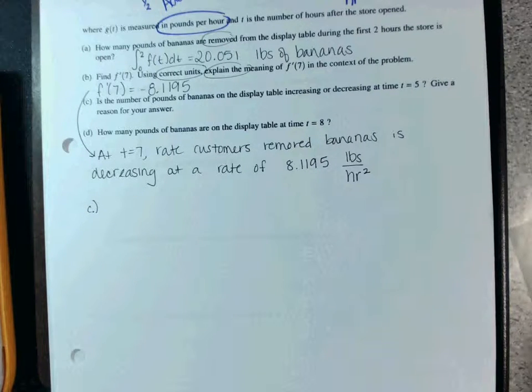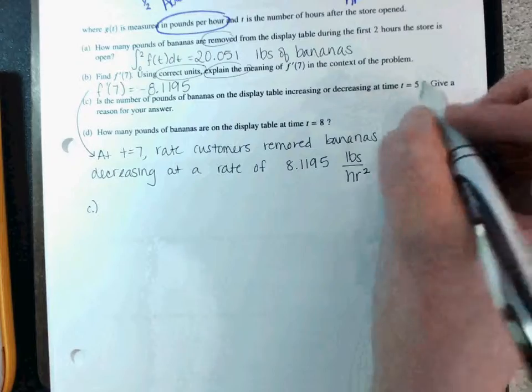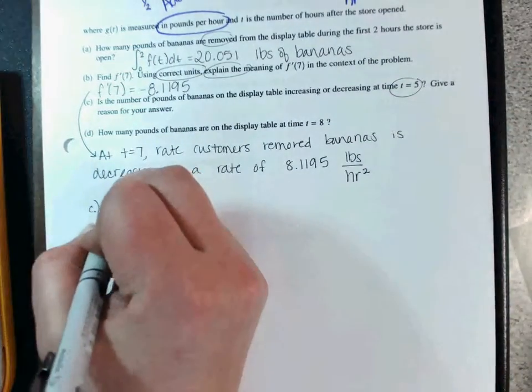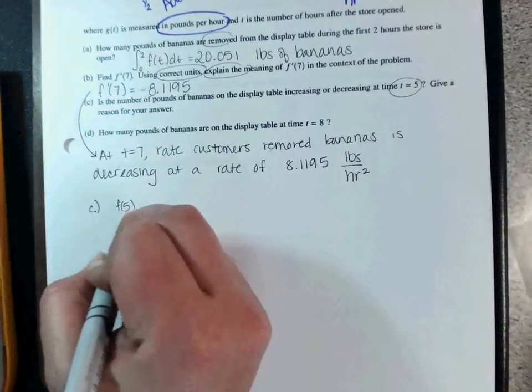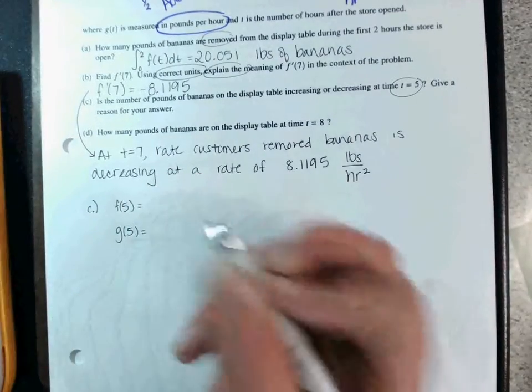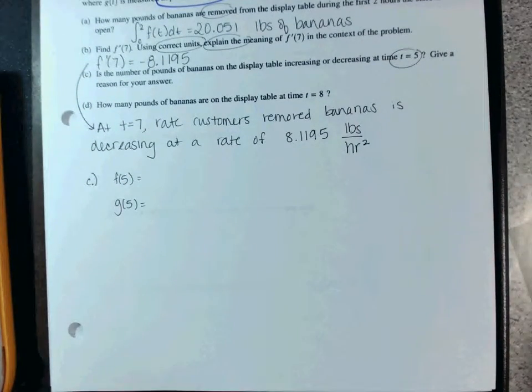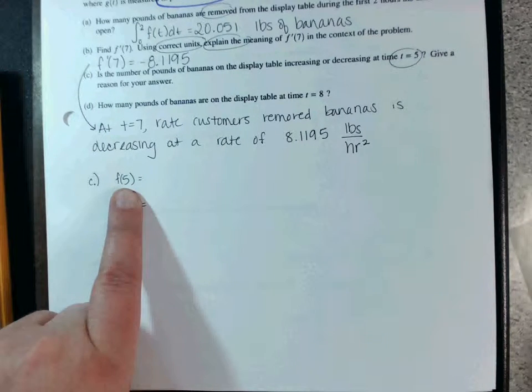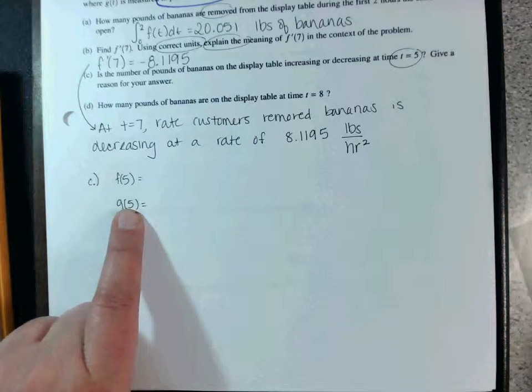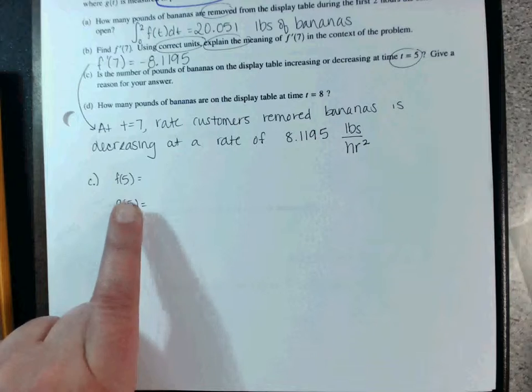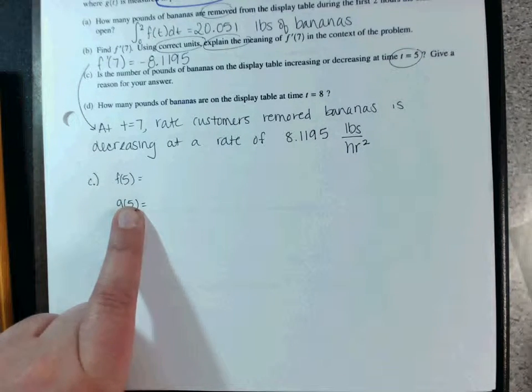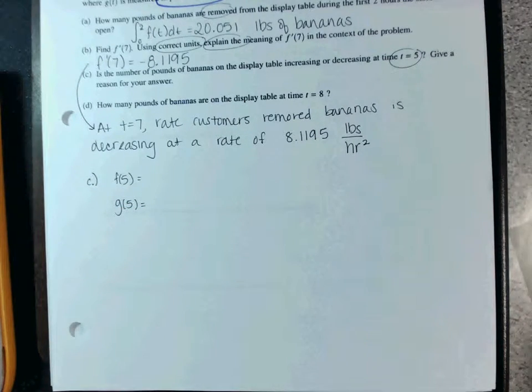You are plugging in. So you would go into your table, if you haven't already, at time 5, and I want you to find f of 5 and g of 5. And then after you find those values, you're going to determine which one's bigger. If the customers are removing at a greater rate than the employees are putting the bananas back, overall it's going to be decreasing. If they're putting them back faster, then it's going to be increasing. So, have we found those values?